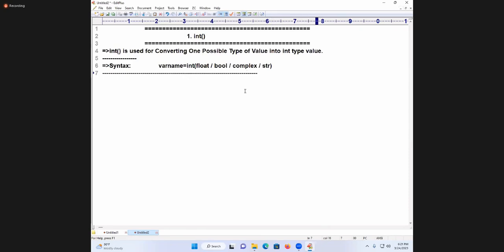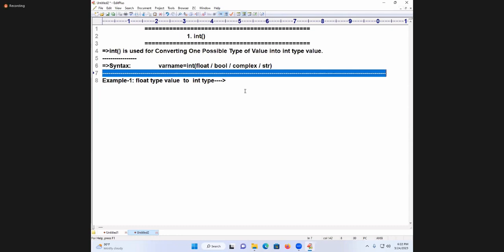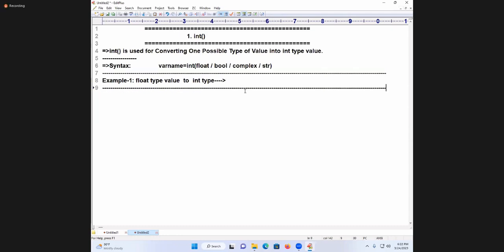Now I'll go for the example chart. What is the first example? Example 1. Once we understand one part, what is this example 1? Float type value to int type value. Is it possible or not possible? We need to write it.